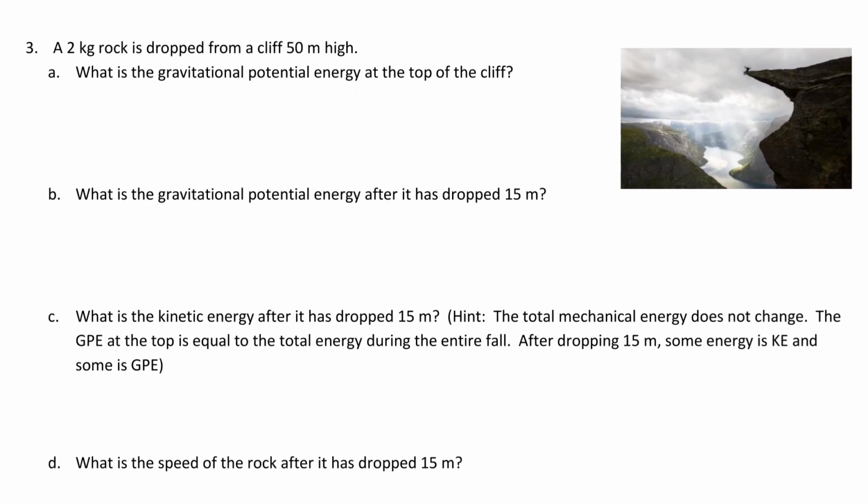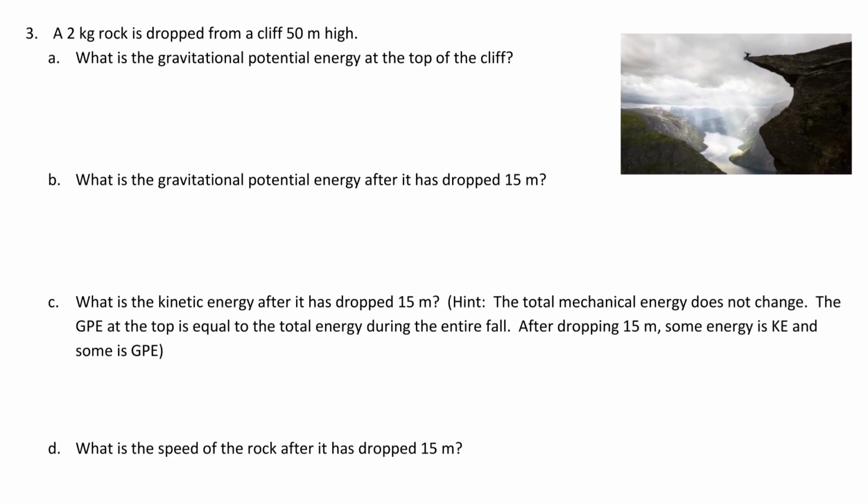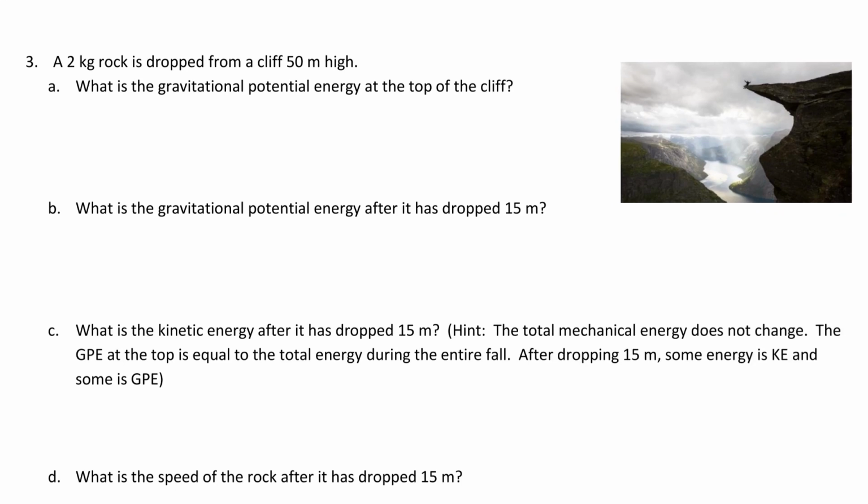All right, number 3. Now it's saying a 2 kilogram rock is dropped from a 50 meter high cliff. What is the gravitational potential energy at the top of the cliff? So you could do GPE is equal to mgh. GPE is equal to 2 times 9.8 times 50. So this rock at the very top of the cliff has a gravitational potential energy of 980 joules.